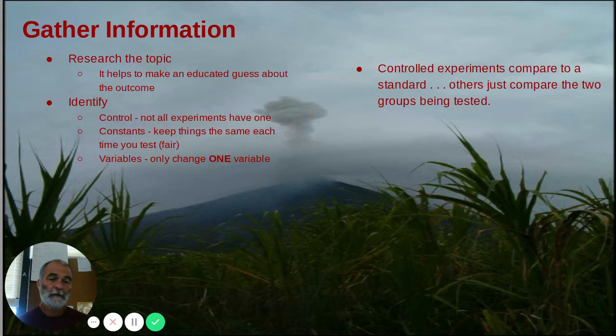The other types of experiments are just comparing two things, like you're testing to see whether boys or girls, whether people who are less than 13 or more than 13, whether one thing is better than another. So you have constants and variables. Constants stay the same to keep it fair, and it's very important that you keep them the same to keep it fair. And variables change, and you can only have one variable.